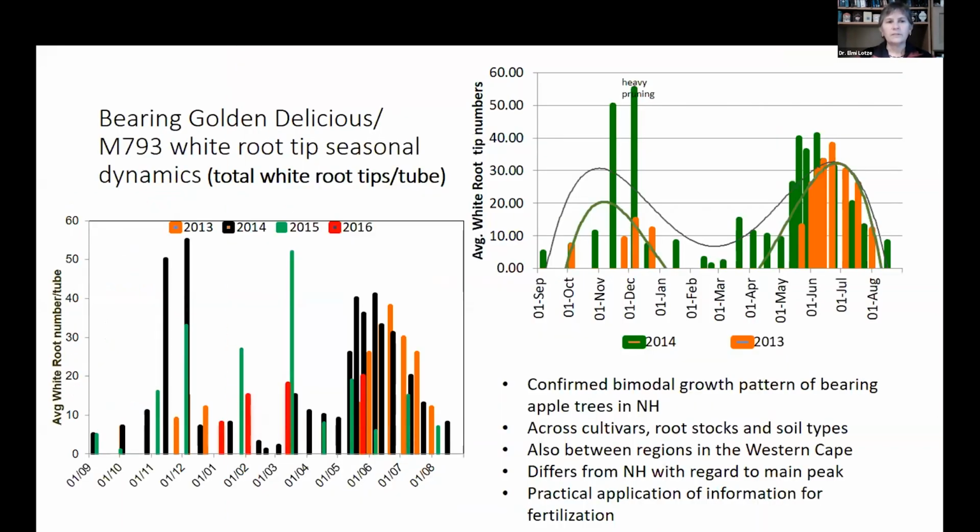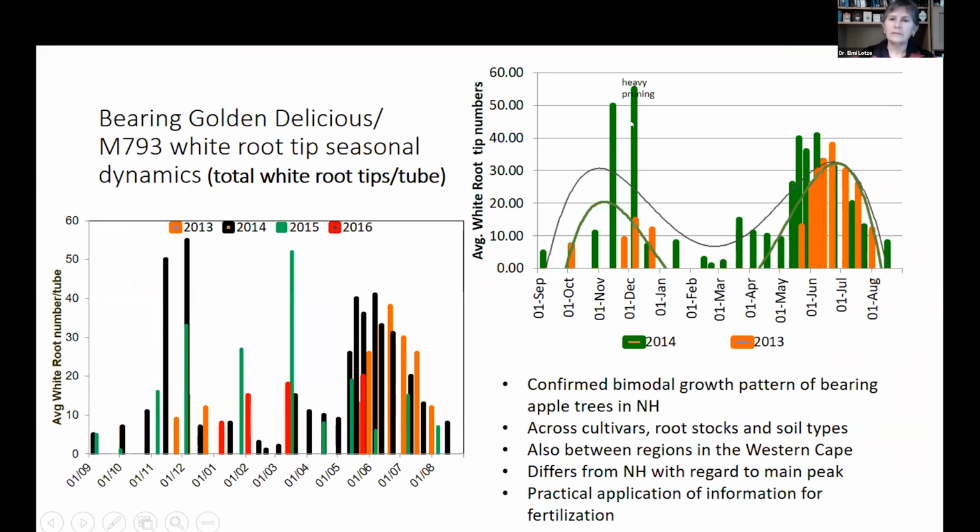So the first trial was on bearing Golden Delicious trees on a specific rootstock, where we wanted to quantify the number of white root tips, and we wanted to see what happens during the season. And also because we know that there's a bimodal growth cycle in the Northern Hemisphere.